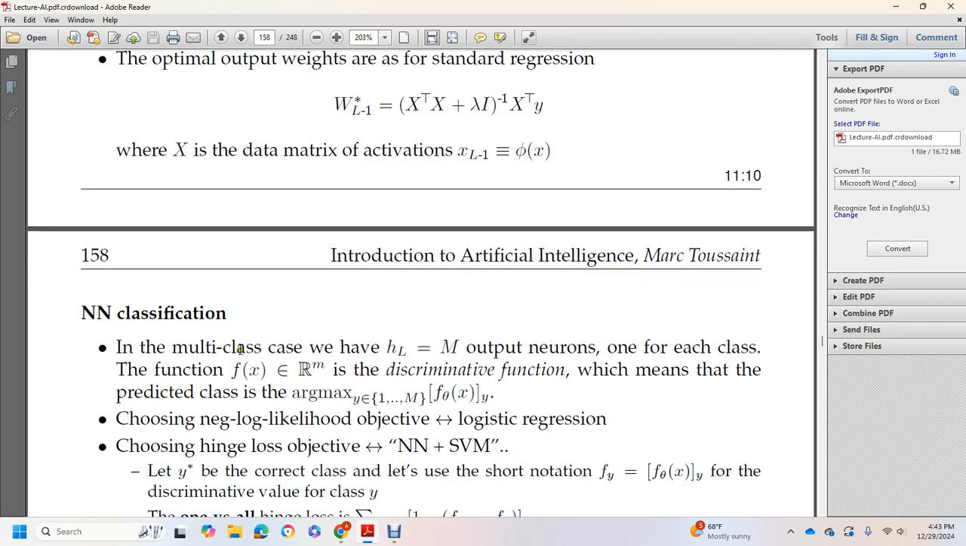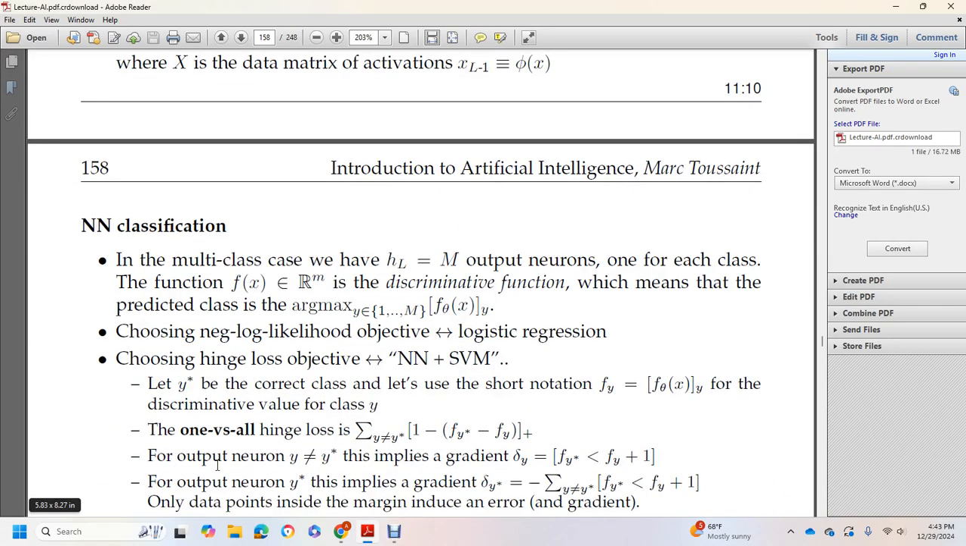Neural network classification, multi-class classification: we have M output neurons, one for each class, a discrimination function of X, which means that the predicted class is the argmax. The objectives are the negative log-likelihood, which is logistic regression, or the hinge loss objective, which is like a neural SVM, with the correct class Y as a short notation for the discriminant value of class Y.